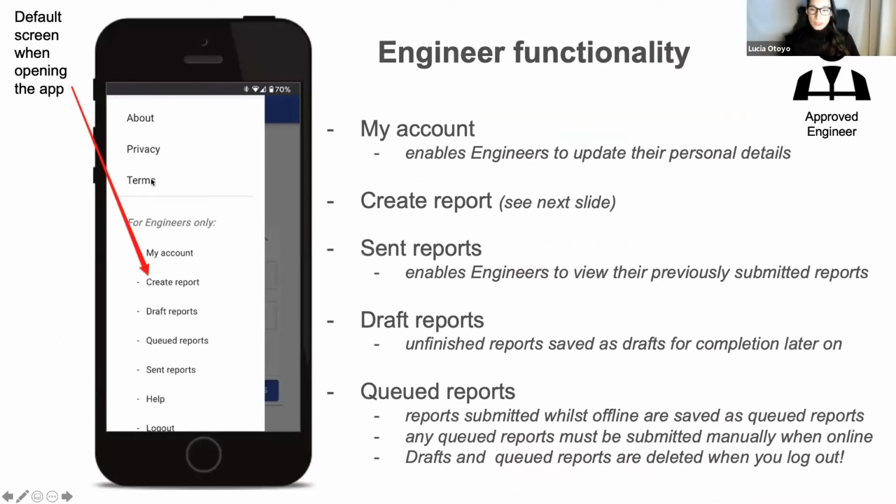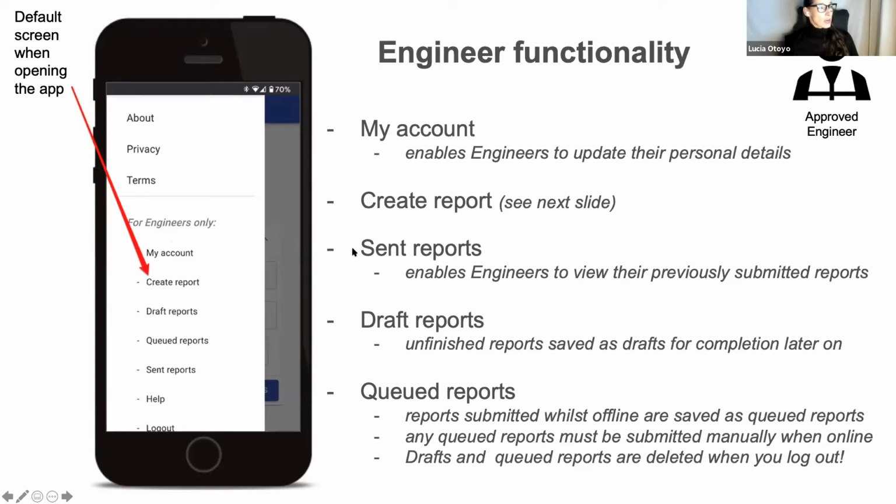So let's assume that you've signed up, your account has been approved, and you've logged into the system. You will then have further options. First one is My Account. My Account is where you update your personal details. So let's assume that you've changed your email address or you've changed the organization. This is where you would go into My Account to update those details. Next option is create reports. That's one of the most important ones. So we'll go into more detail about that one on the next slide.